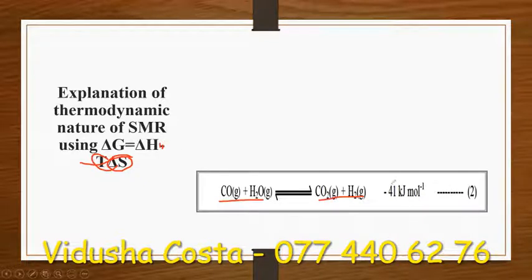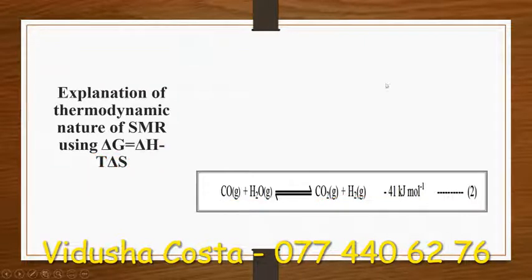Now you know the second reaction is exothermic, a minus value. Definitely, therefore, delta G becomes minus. That means at a low temperature level, this reaction takes place spontaneously. That's what you can say.